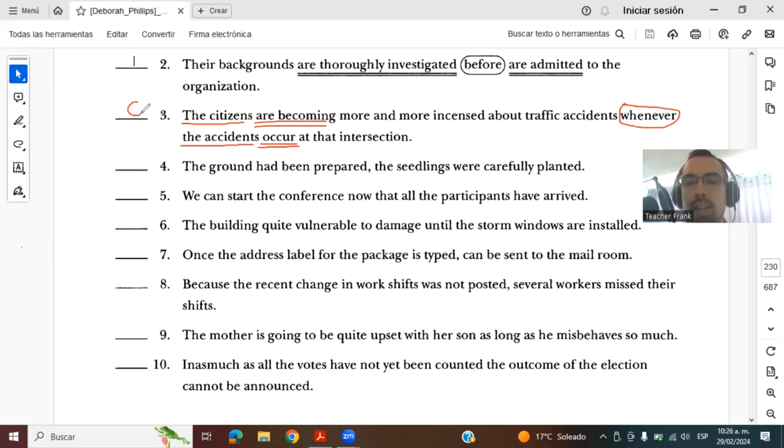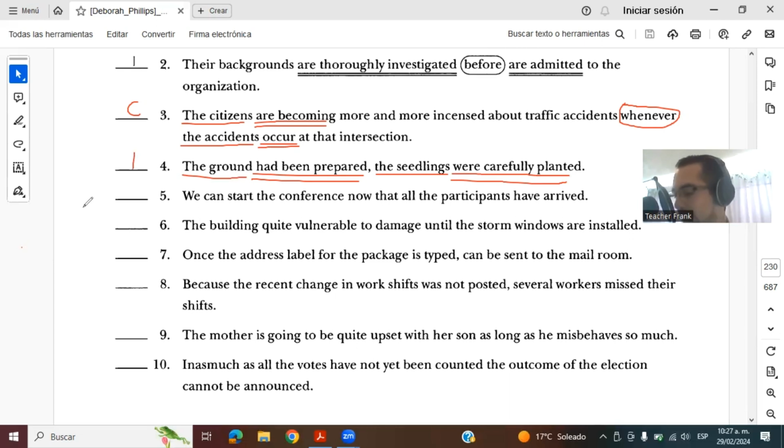Okay, let's look at number 4. The ground had been prepared. The seedlings were carefully planted. Okay, so we have here my first verb structure, had been prepared. Who or what had been prepared? The ground. And were carefully planted is my other verb structure. Who or what were carefully planted? The seedlings. But we have a problem. We don't have a connector, right? Maybe the connector could be in the beginning because there's a comma here. But yeah, it's incorrect because missing connector, right?